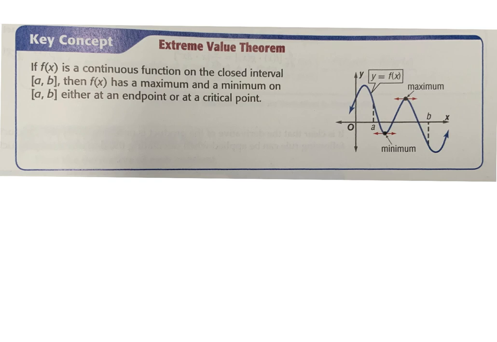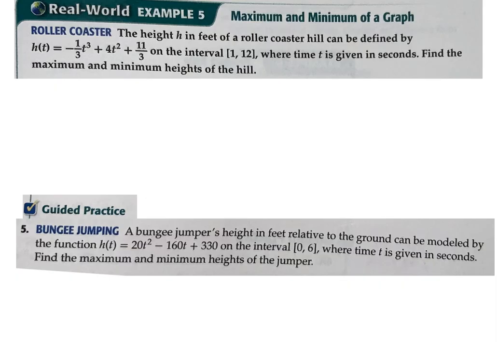So look at the example below. The height in feet of a roller coaster hill can be defined by this function. This would be considered the position function. And they've given us the interval from 1 to 12, where time is given in seconds. Find the maximum and minimum heights of the hill, all right? What we're trying to do here is figure out where my tangent line is 0, right? So the first thing we're going to do is take our first derivative.